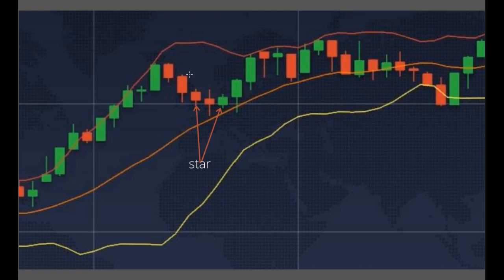Okay, so another way you could trade the star is you have to gauge the momentum of the market. If you see a star after a divergence, it is a clear sign of a reversal. But the star is not as strong as the hammer or the shooting star. So this is the star.